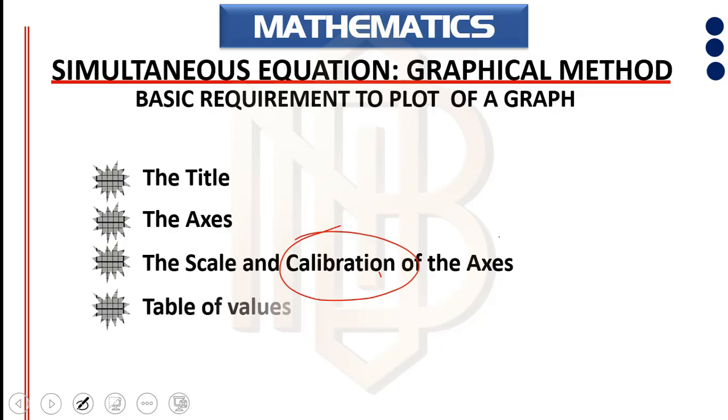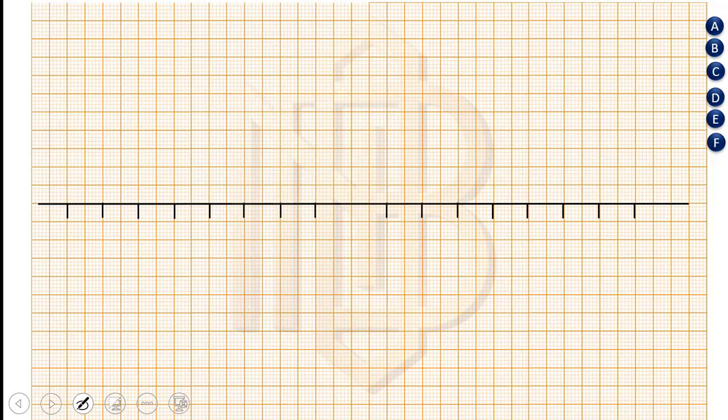Okay? And the last but not the least required, not that after having it, it means you have a graph, but it means that you can have a successful plot. The table of values. Okay? Now let's take a look at each of these things as it were.